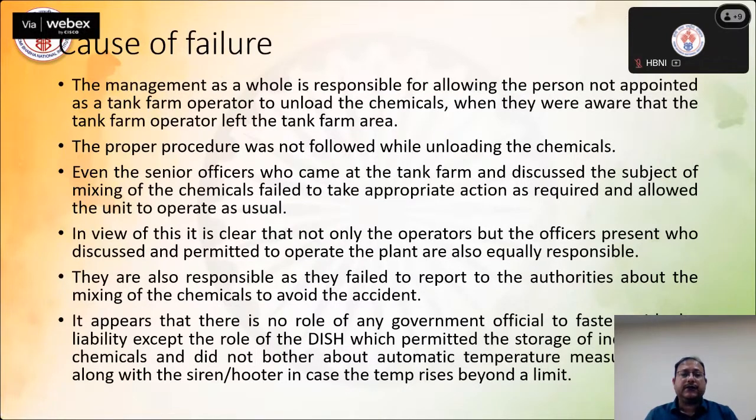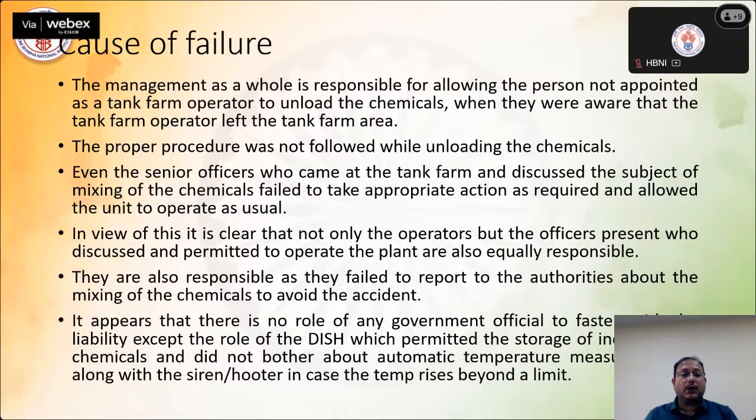They are also responsible as they failed to report to the authorities about the mixing of the chemicals to avoid such an accident. So again, if they had reported it to some senior officers or whoever was trained in this, they might have stopped the production, or stopped the plant for a moment, say for a day or so. We can go for the cleaning part. Again, we can restart the plant.